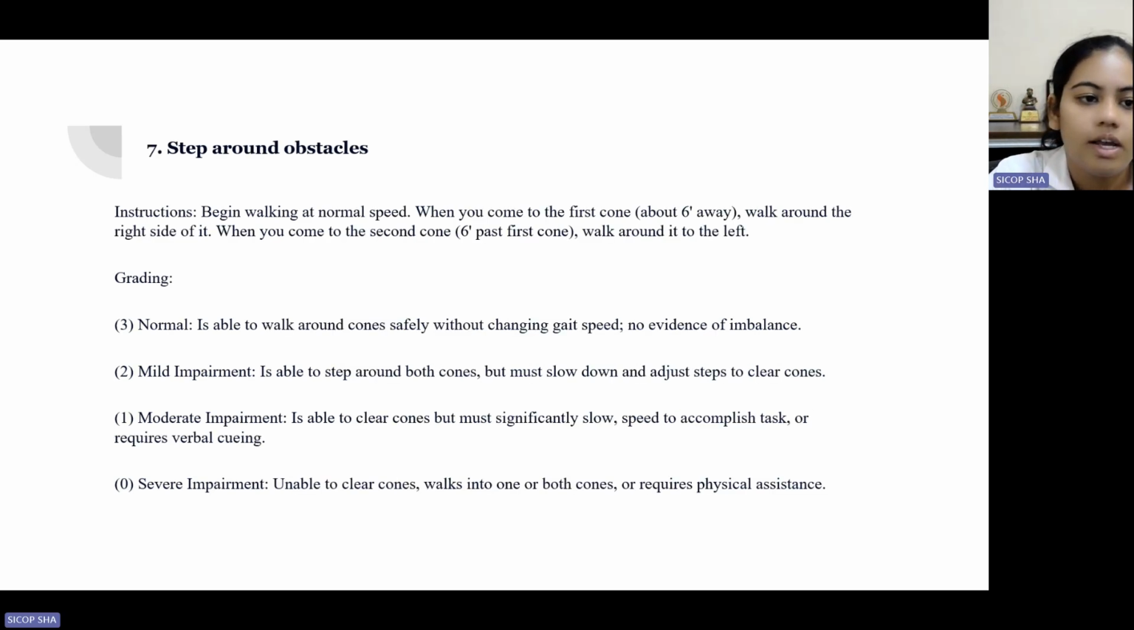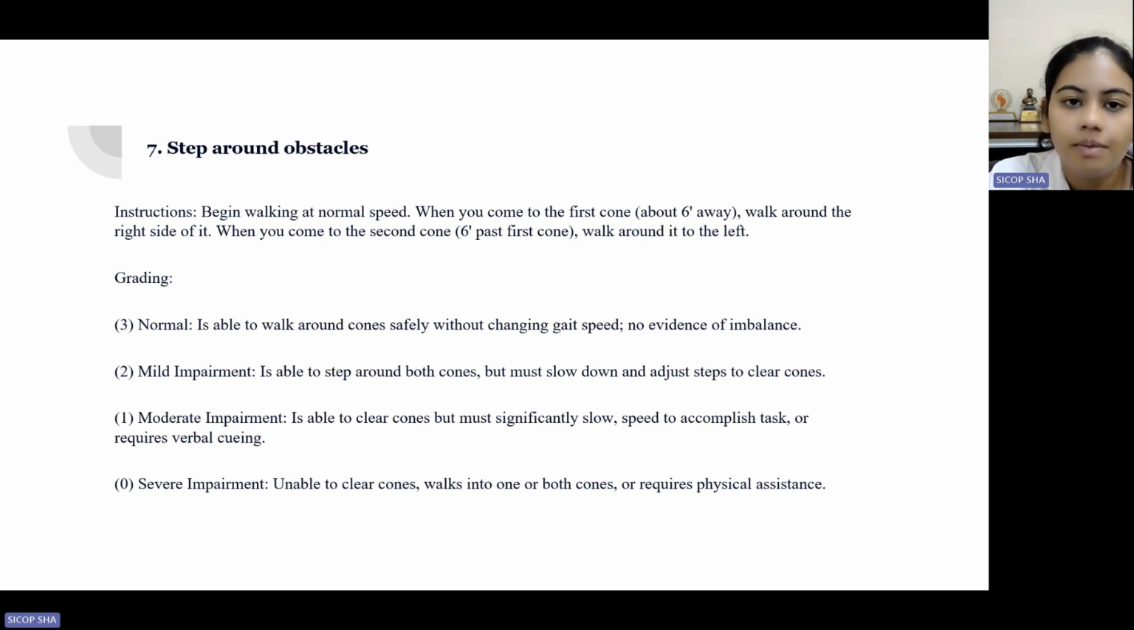Next is step around the obstacle. In this, the instruction that has been given is begin walking at normal speed. When you come to the first cone, about 6 feet, walk around the right side of it. Then you come to the second cone and walk around it to the left. The grading 3 is normal, that is the individual is able to walk around cones safely without changing speed, no evidence of imbalance.